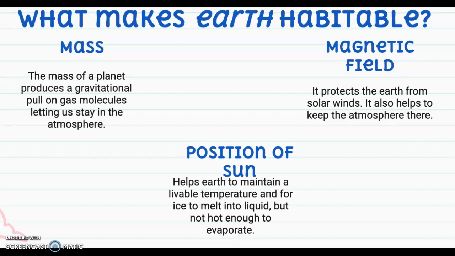Position of the sun, we learned that. And it helps us to maintain a livable temperature and for ice to melt into liquid, but not hot enough to evaporate that liquid. And then the magnetic field, it protects the earth from solar winds, and it also helps to keep the atmosphere there.